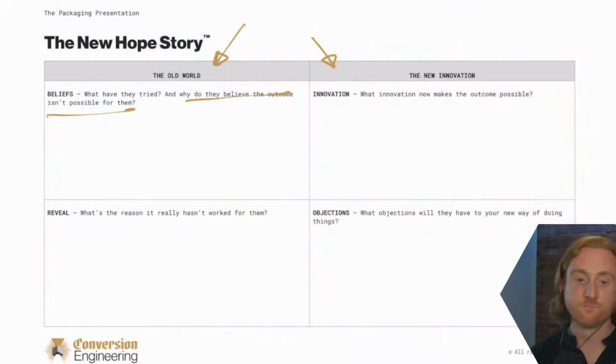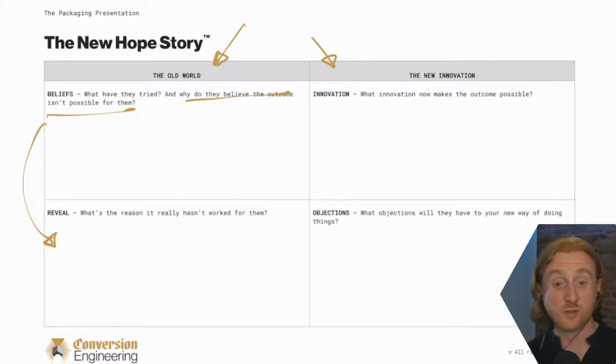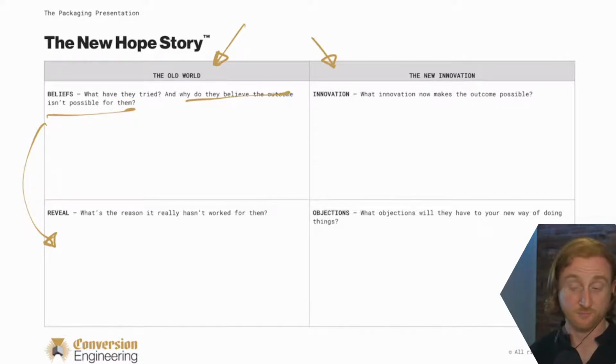That's a core belief that a lot of people I work with have at the start, before we get diving into it, right? I need to address that belief and say, look, I know that's what you believe, but we need to talk about that, because in fact, the real reason the thing hasn't worked, and that's when you get to the second part of the New Hope story, is the reveal: the real reason it hasn't worked for you is because A, B, and C, right?